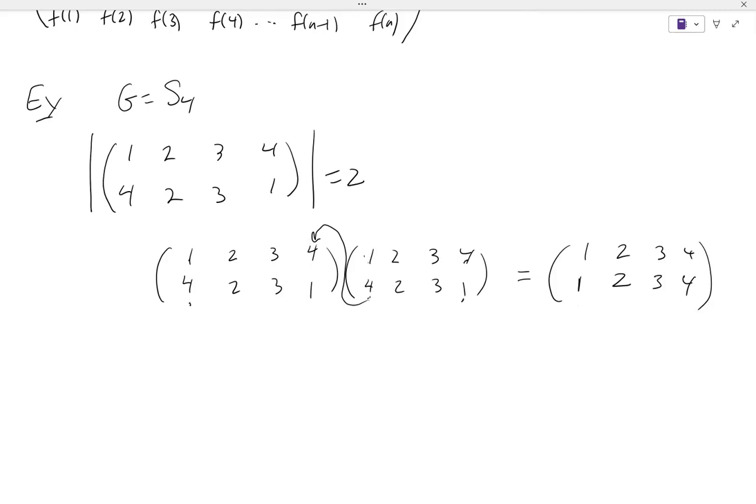You might have been able to guess that it would have been 2 to start with. What does that function essentially do? It flips the 1 and the 4. So if you just flop the 1 and the 4 and then you flop again, you get back to where you started. So you probably could have guessed that that was going to be order 2 even before we did anything. Okay. Let's do another one.